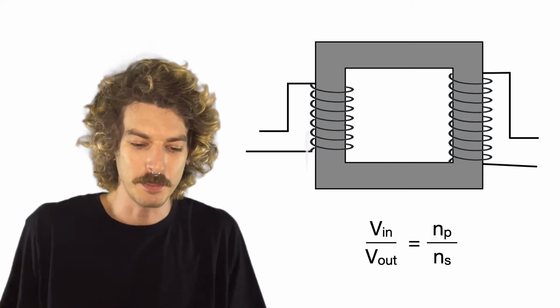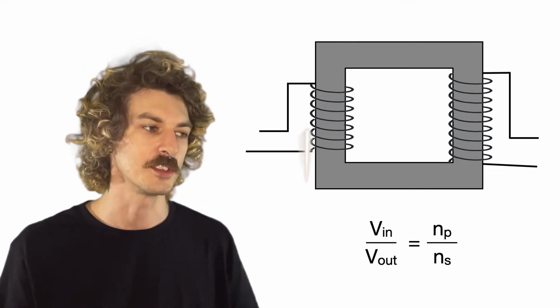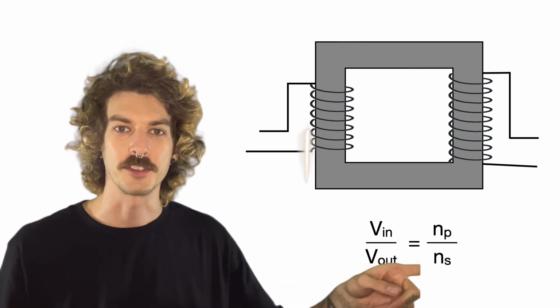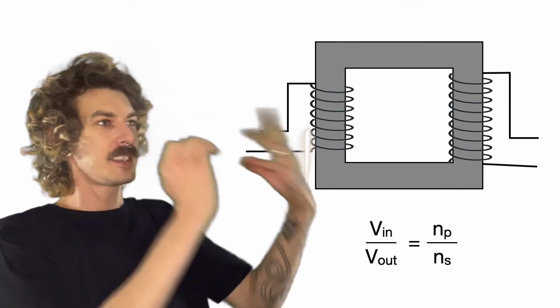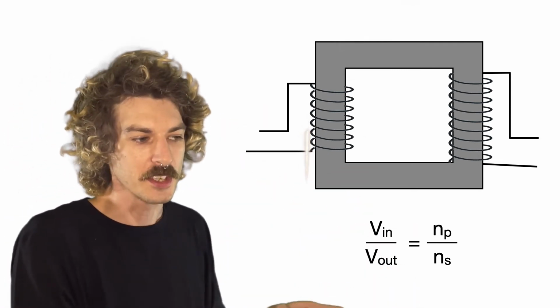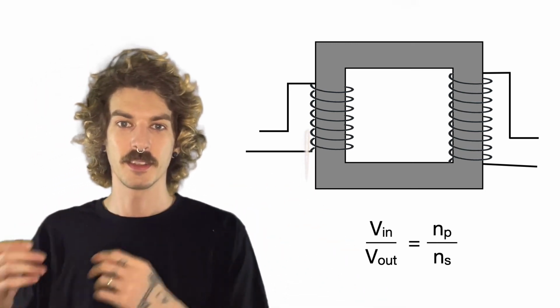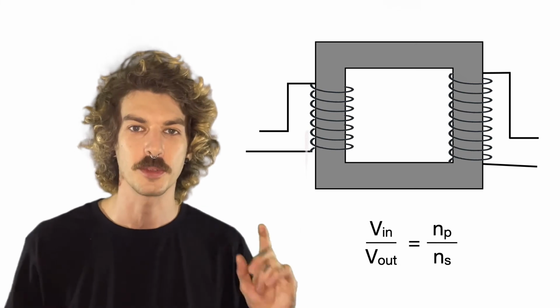So what that basically means is if I have twice as many turns on the primary coil as I do on the secondary coil, then the output potential is going to be half as big as the input potential. If I had 10 times the number of turns on the secondary coil, then that means the output potential is going to be 10 times the size of the input potential. So that's how we can use transformers to change the potential difference.